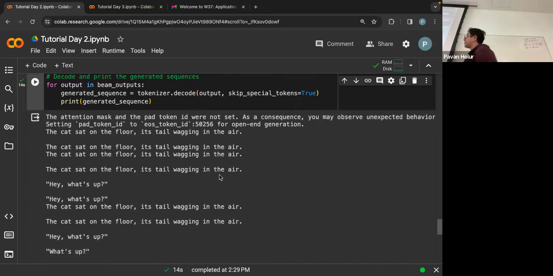The cat sat on the floor, his tail wagging in the air. The cat sat on the floor, his tail wagging in the air over and over. Hey, what's up? Hey, what's up? Hey, what's up? What's up?